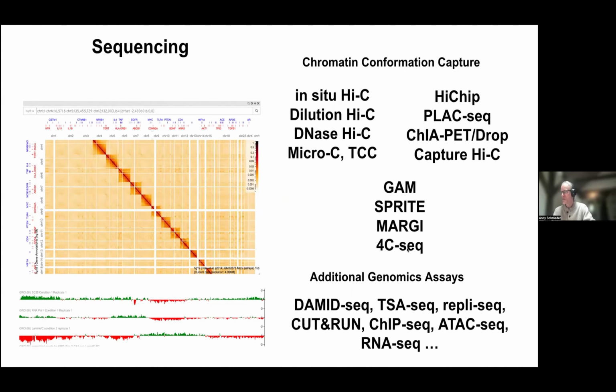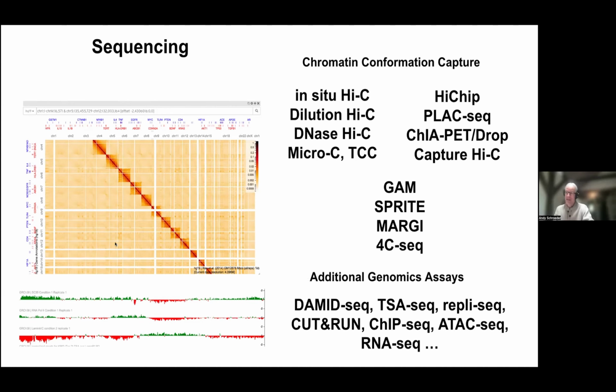During the 4D Nucleome first phase and continuing in the second phase, there have been several other assays developed that are in the same spirit. They're ligation-free methods that allow capture of multi-way contacts, and also different methods that allow capture of contacts between different molecules, so RNA and DNA, for example, in MARGI.